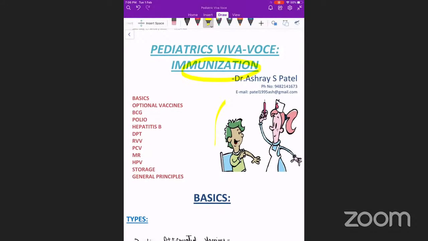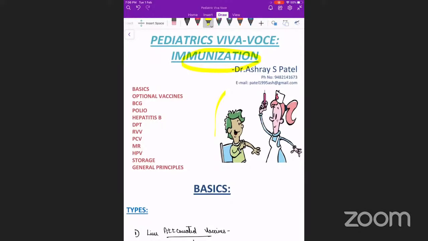Well, fine. So today's topic will be based on basics. Then we'll deal with the optional vaccines. Then we'll go ahead with each and every single vaccine.